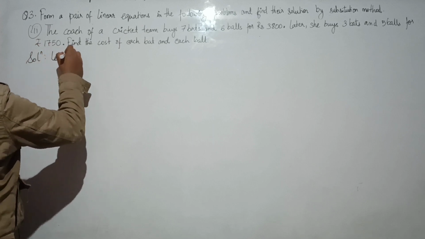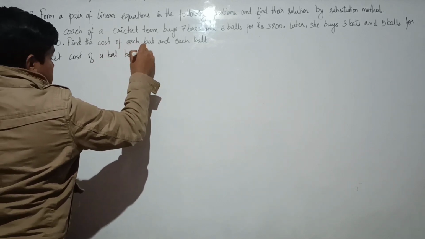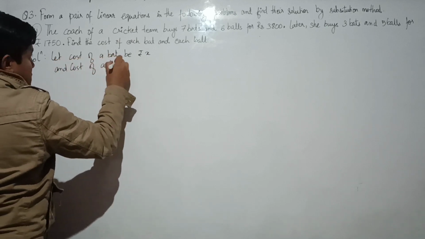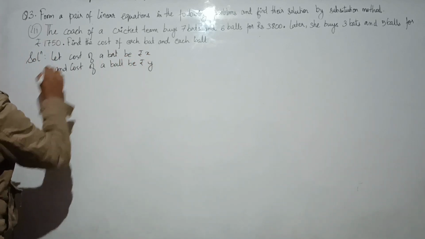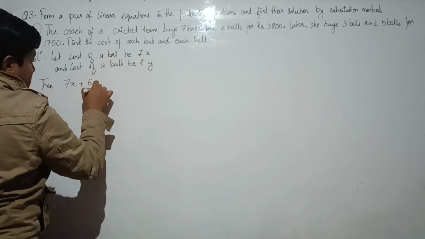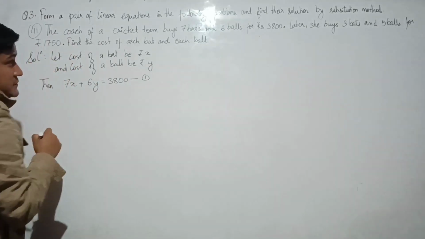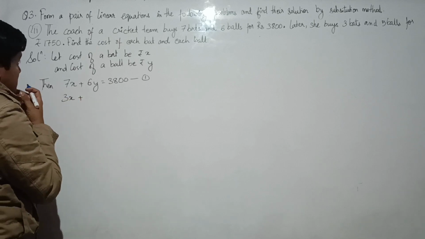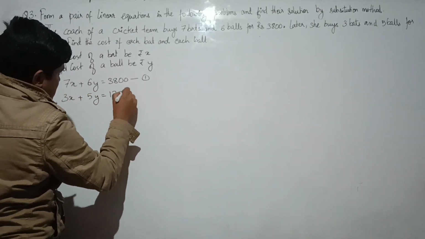Solution: let the cost of a bat be rupees x and the cost of a ball be rupees y. Then as per the question, 7 bats, 7x, plus 6 balls, 6y, equals 3,800. Similarly, she buys 3 bats: number of bats into the cost of a bat, 3x, plus 5 balls, 5y, equals 1750.